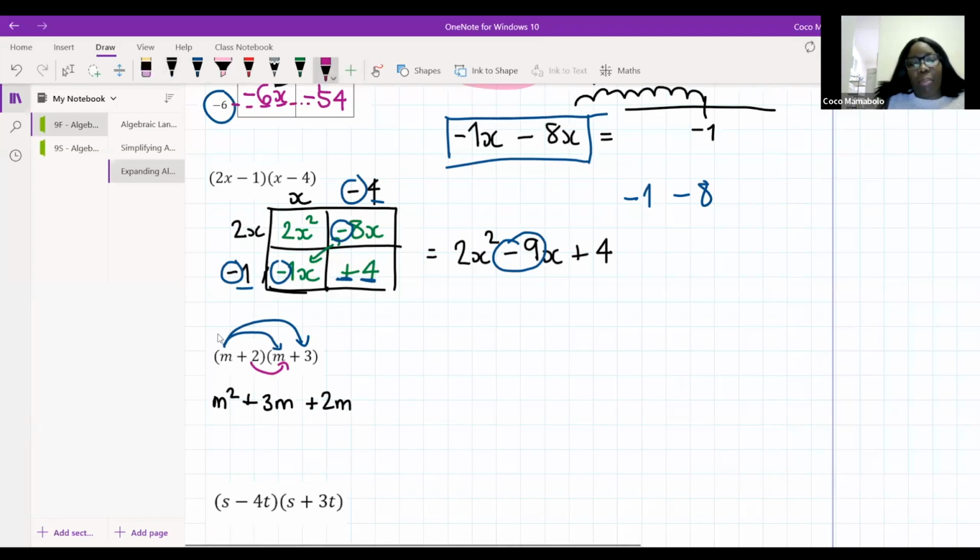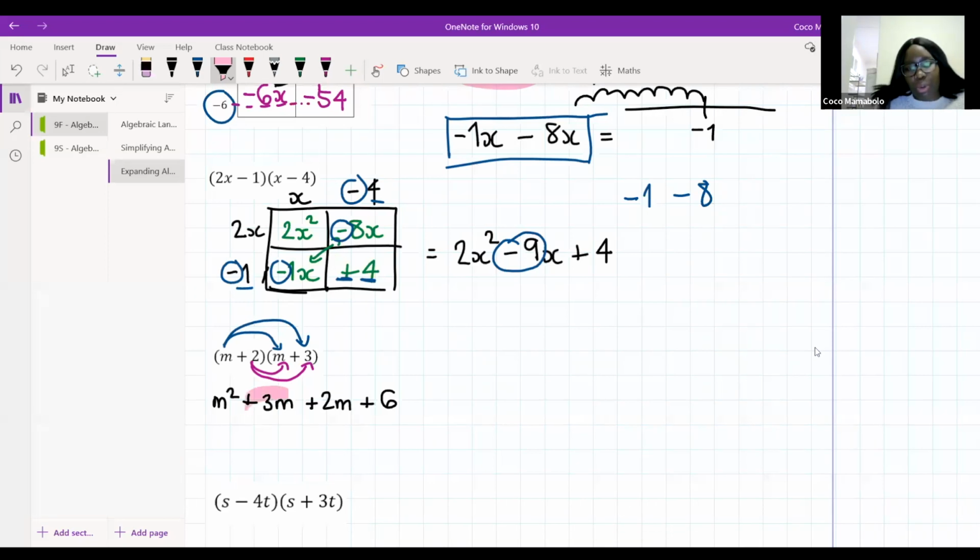Excellent. And then positive 2 times positive 3 is 6. Plus 6, good. Positive. Excellent. Are we done though? We are not done. Good. What do we still need to do? Add them. 3 plus 2, which gives us 5m.